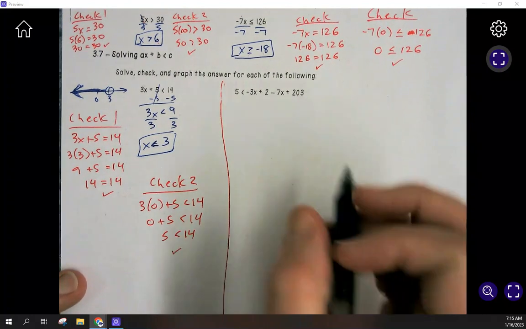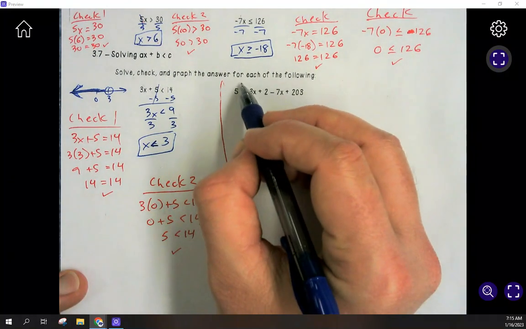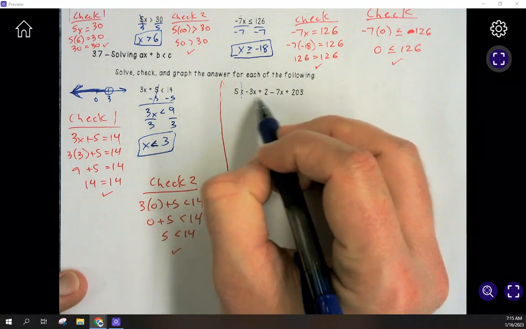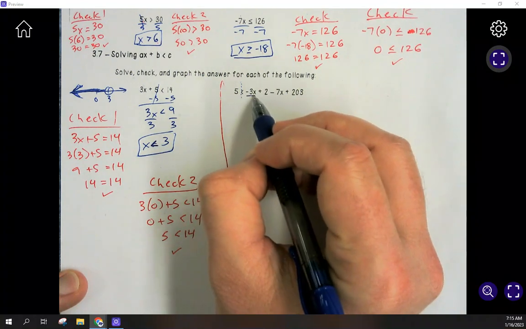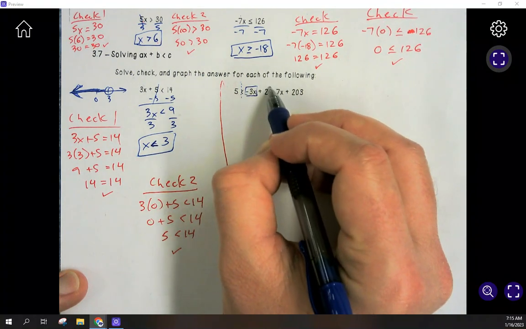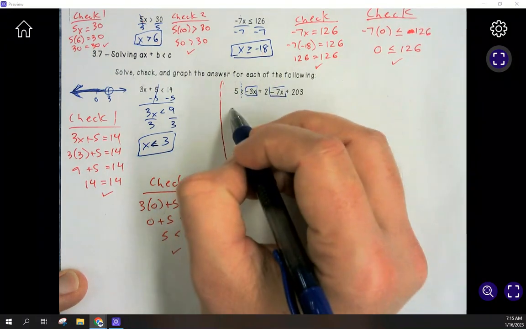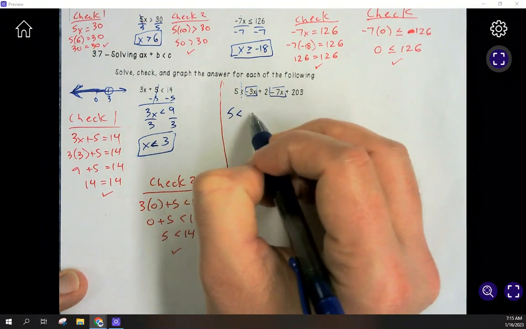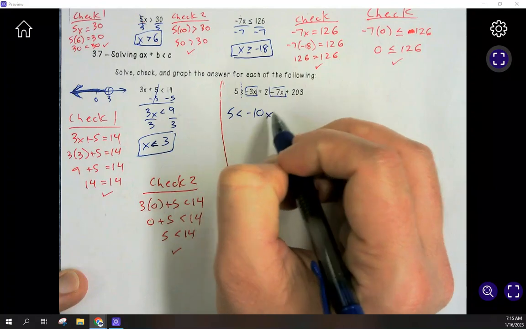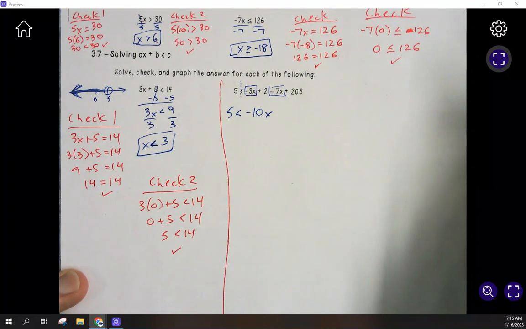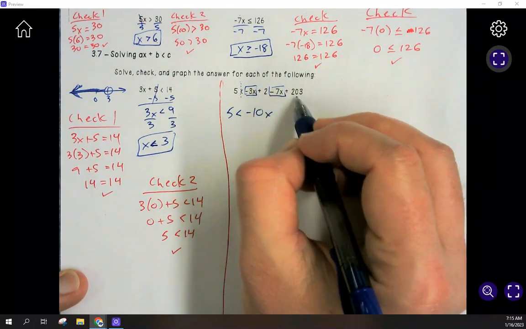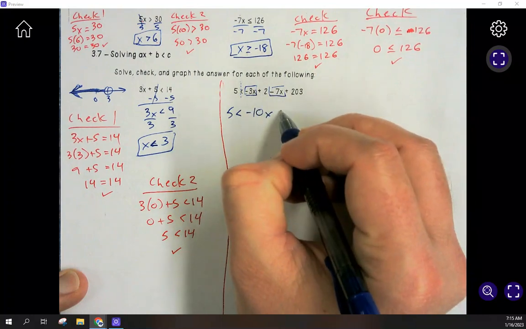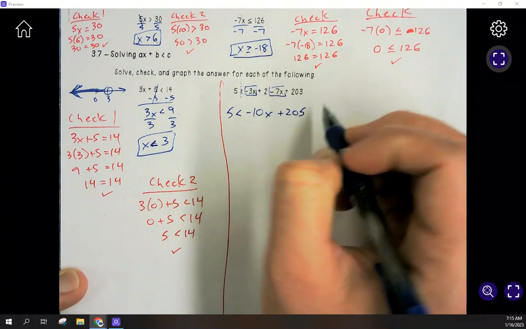All right, and then the very last one, we've got a lot to do here on the right side. Okay, combine some like terms. So negative 3x and negative 7. That's negative 10x. And then a 2 and a 203, both positive, just combine them, 205.